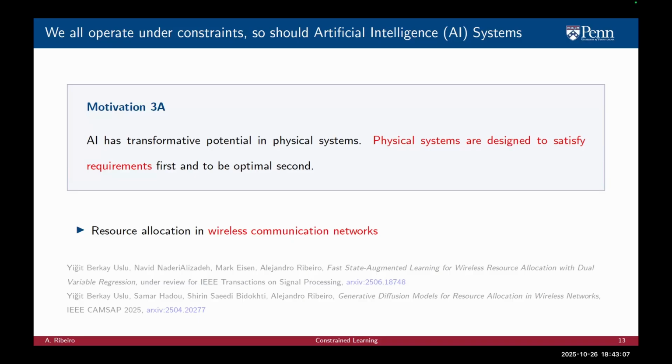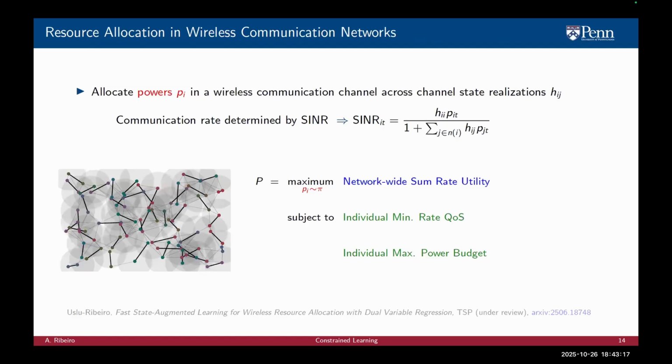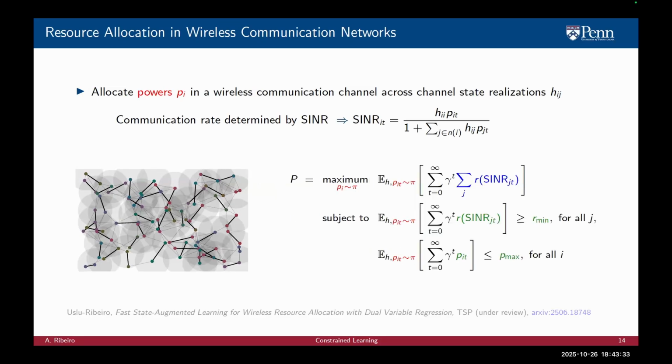Because physical systems, as I'm pretty sure we all know, are designed to satisfy requirements first and to be optimal second, okay? And in case you don't know this, here is an example of a wireless communication network. The quality of service is determined by the SINR, and these are the kind of problems that we formulate. We want to maximize some network-wide utility subject to individual quality of service requirements and individual power budget requirements. Mathematically, that's the formulation of this problem, but it doesn't really matter what these equations are. What matters here is that this is your cake and this is your sharing, okay?